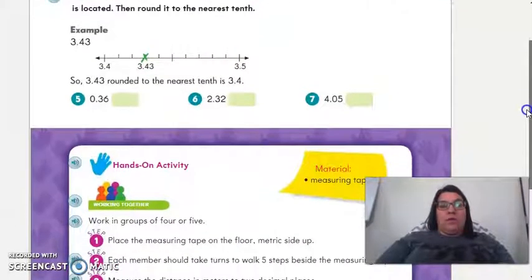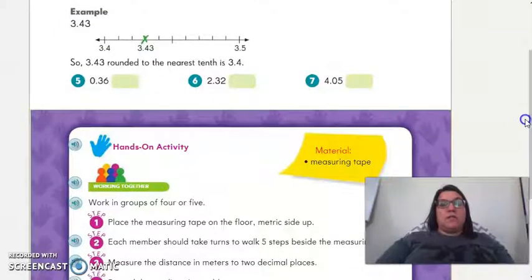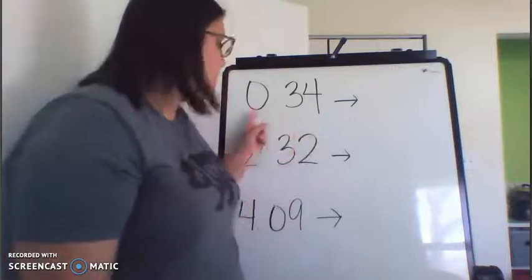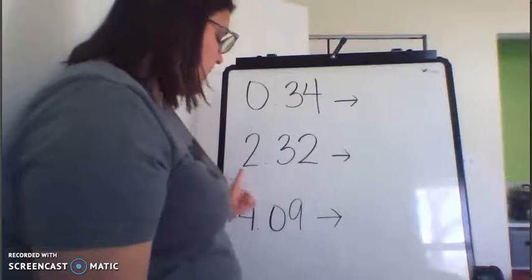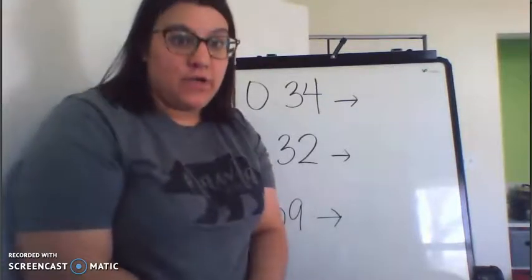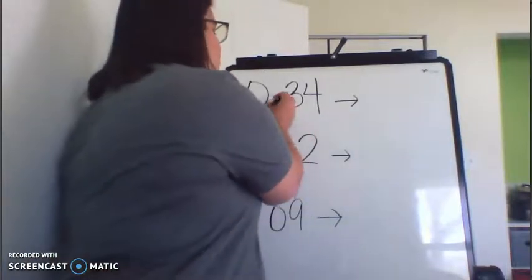3 and 43 hundredths rounded to the nearest tenth is 3 and 4 tenths. Okay, so let's do 0 and 36 hundredths. Give me a second to get my whiteboard set up. Okay, so I have 3 sample problems here. I have 0 and 34 hundredths, 2 and 32 hundredths, and 4 and 9 hundredths. So we're going to try to round each of these to the nearest tenth.